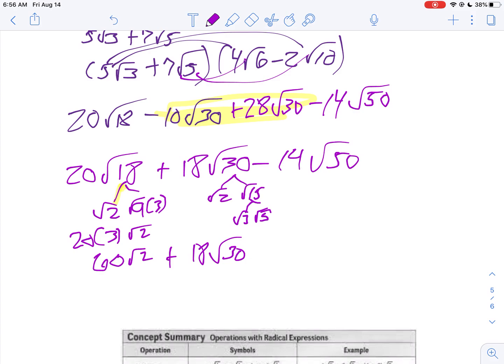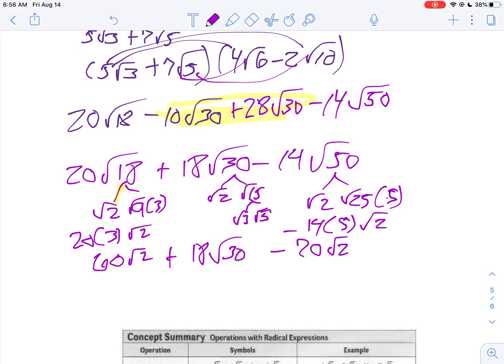Now let's do 50. Well, the square root of 50 is the square root of 2 times the square root of 25, but I know the square root of 25 is just 5, isn't it? So I get minus 14 times 5 times the square root of 2. 14 times 5 is 70 radical 2. Well, notice we can combine 60 radical 2 and negative 70 radical 2. So our final answer is negative 10 square roots of 2 plus 18 square roots of 30 in simplest form.